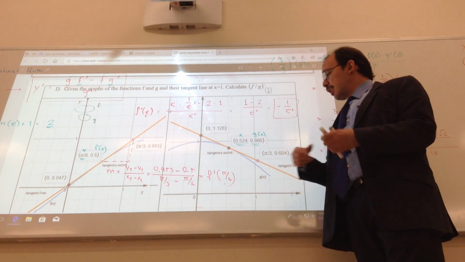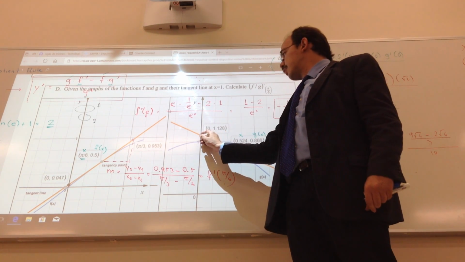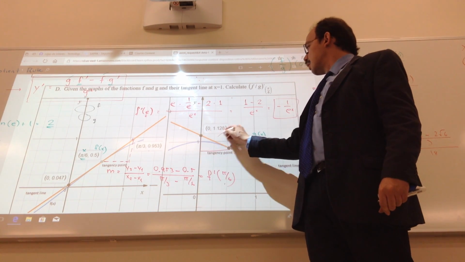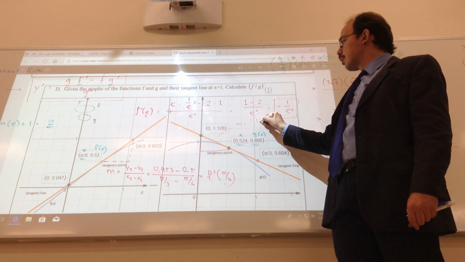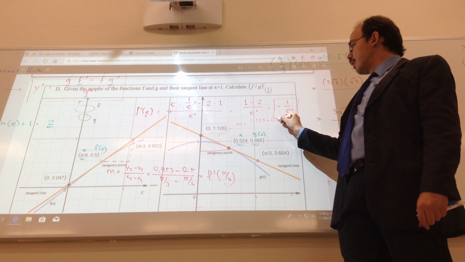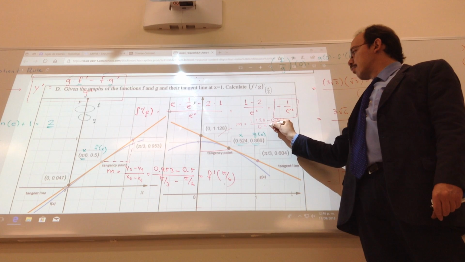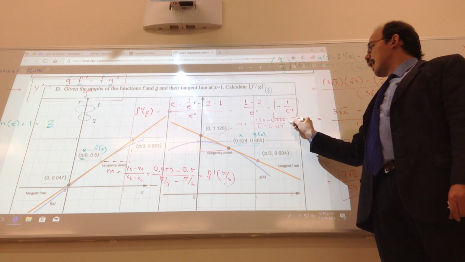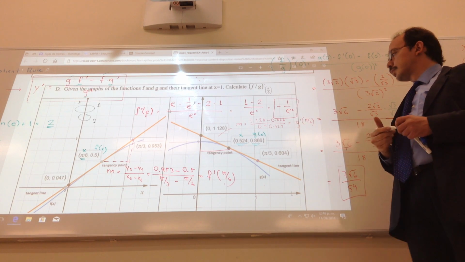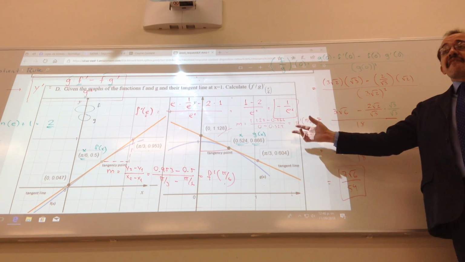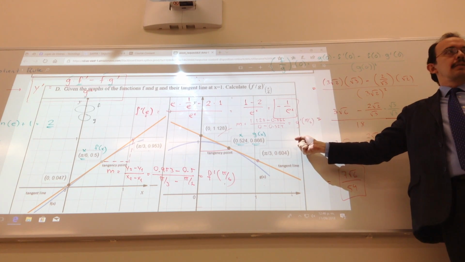For this one, for example, if I want to find the slope, what do I do? Not the same, but now these ones are easier. The slope is going to be y2, which is 1.128, minus 0.866, over 0 minus this one. And the answer is g prime of pi over 6. Now you have everything. You can apply the formula. Do you understand that?